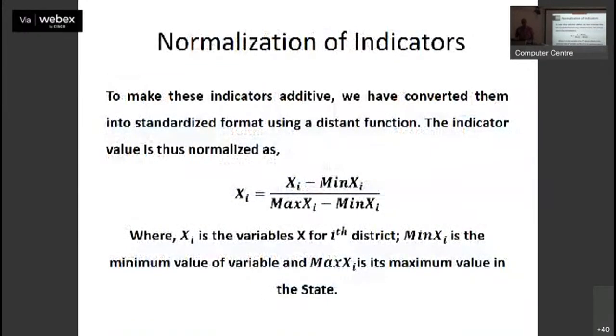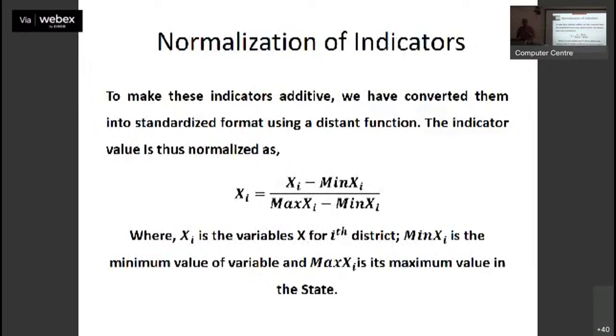So we have used this particular formula for converting relative value into index value. And this is the formula which is used in the HDI, Human Development Index. Xi is the value of that particular district minus minimum Xi, meaning the minimum value within the districts, divided by the maximum value of X minus the minimum value of X. This is what is used in HDI.